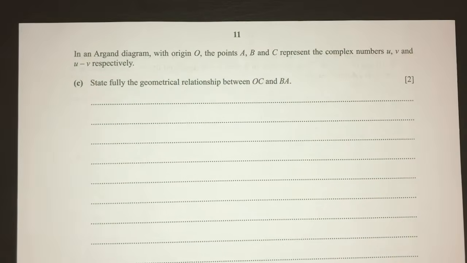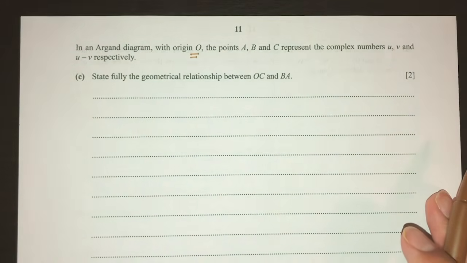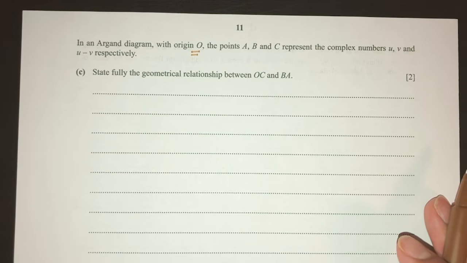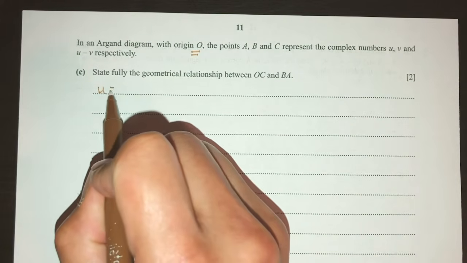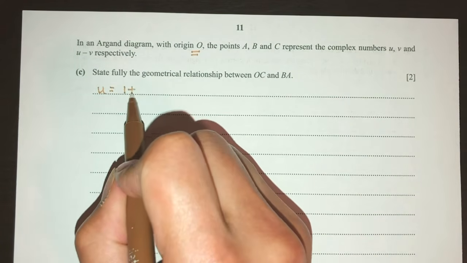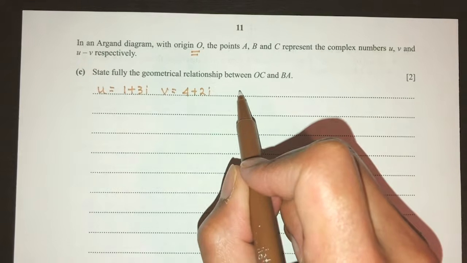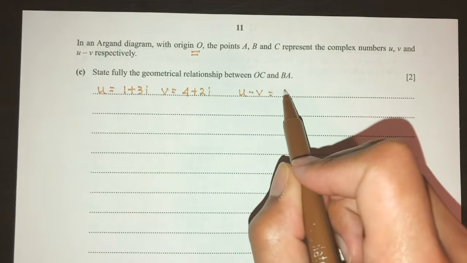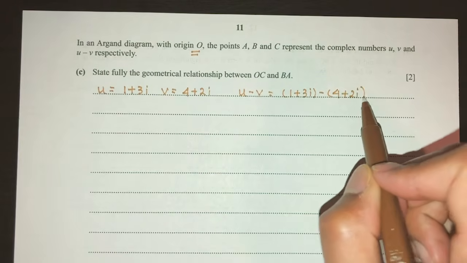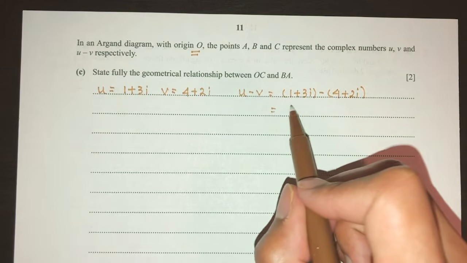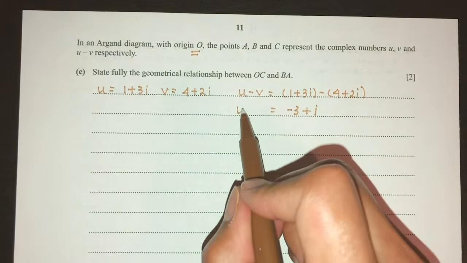Now let's move on to part C of this question. In an Argand diagram with origin O and the points A, B, and C represent the complex numbers u, v, and u minus v. We know u has been given to us by 1 plus 3i, and v has been given to us by 4 plus 2i. What is u minus v? That will be 1 plus 3i minus (4 plus 2i). So 1 minus 4 is minus 3, plus 3i minus 2i, that will be plus i. That will be u minus v.